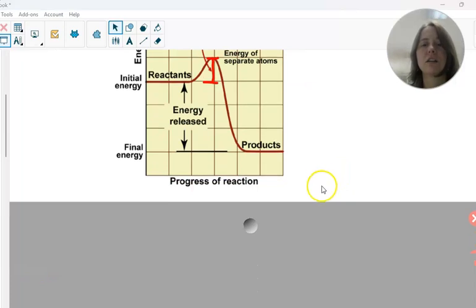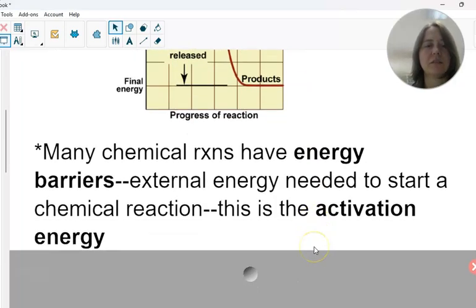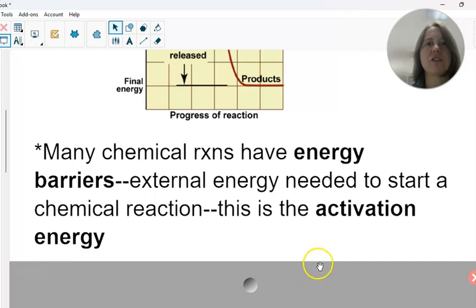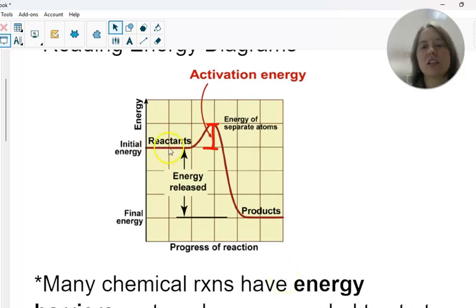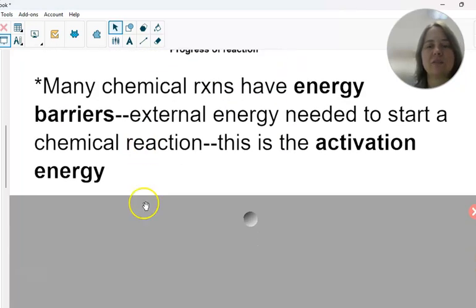Once you have that drawn, I want you to write a little bit more, please. So many reactions have energy barriers, which are external energy needed to start a chemical reaction. This is the activation energy. So activation energy is the energy needed for that reaction to occur. So you see, this reaction is exothermic. It will release energy, but it doesn't just happen. You have to have a little bump up of energy, maybe the spark to ignite methane gas or something like that. So please write that down.